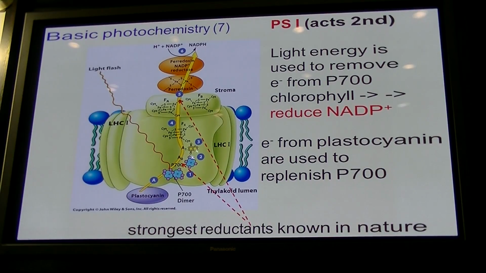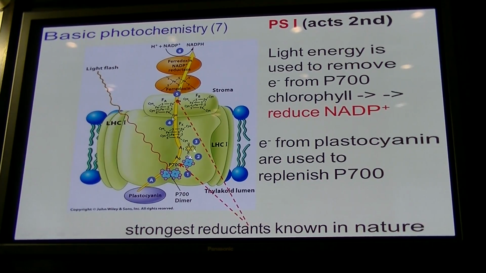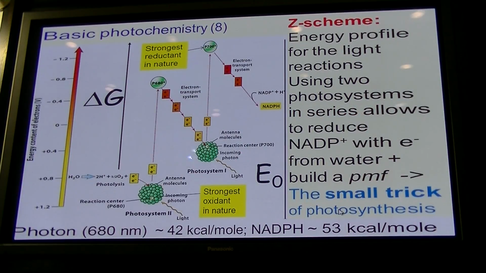Good. Right. Now, the strongest oxidant known in nature is that water-splitting enzyme of photosystem 2. But right here, at the reducing site of photosystem 1, at the surface here, we still have a strong reductant. That is the strongest reductant that we know in nature. It's a very strong reductant.